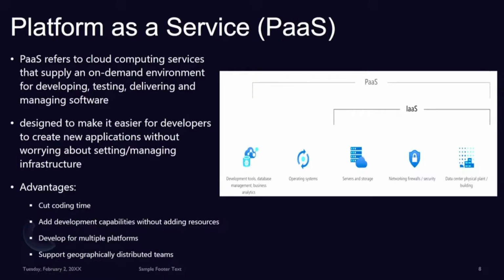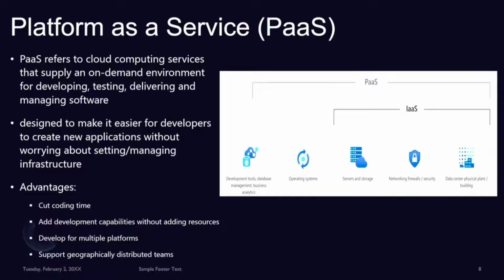But in case of platform as a service, we are buying the entire platform as a service: hardware plus operating system and maybe some associated software also. This is designed to make it easier for developers to create new applications without worrying about managing the infrastructure. So now the burden of setting up and managing the infrastructure has been moved from us to the cloud service provider. But in case of IaaS, we were supposed to manage and deploy the infrastructure.